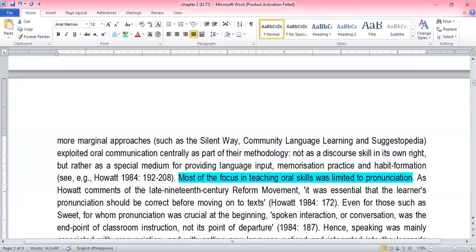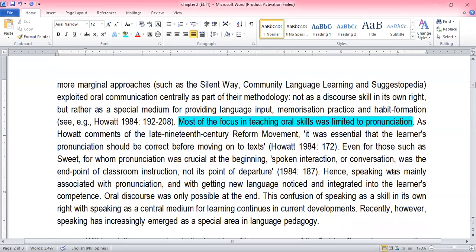Most of the focus in teaching oral skills was limited only to pronunciation. Before, kasi nga di ba sabi ko, when you assess a child for proficiency in speaking a language, they mostly use written assessments.